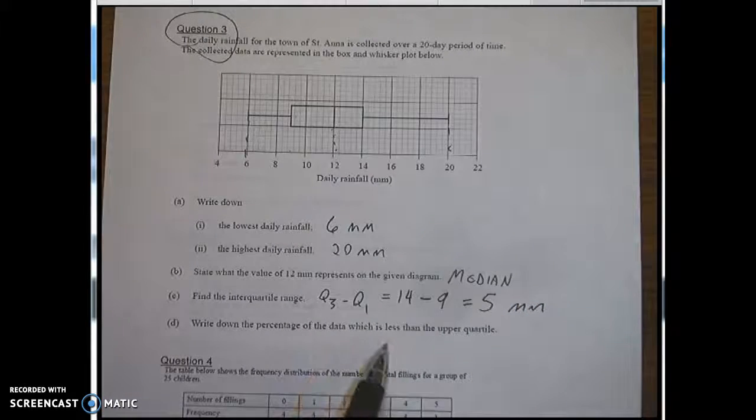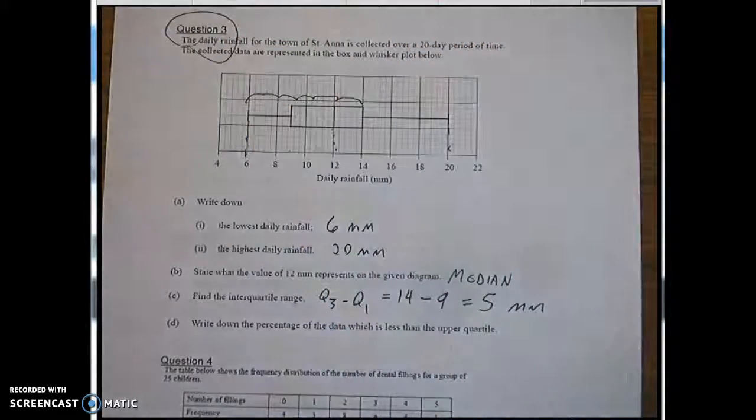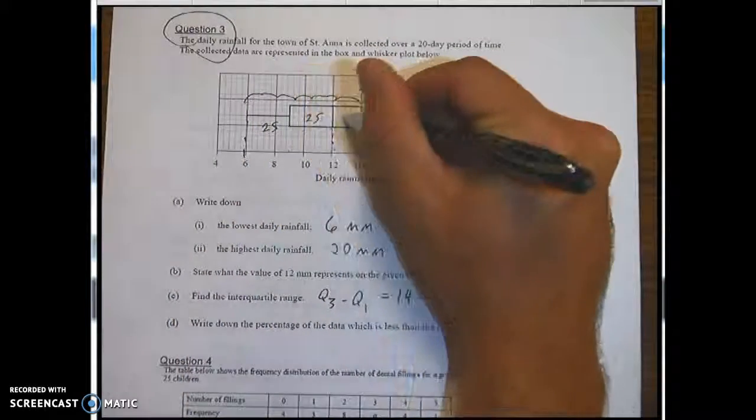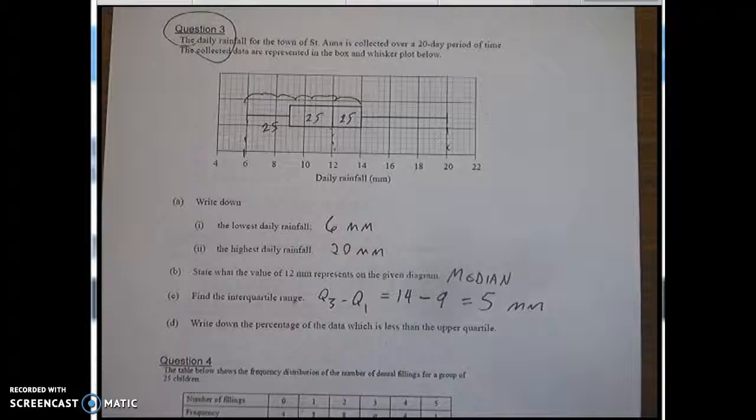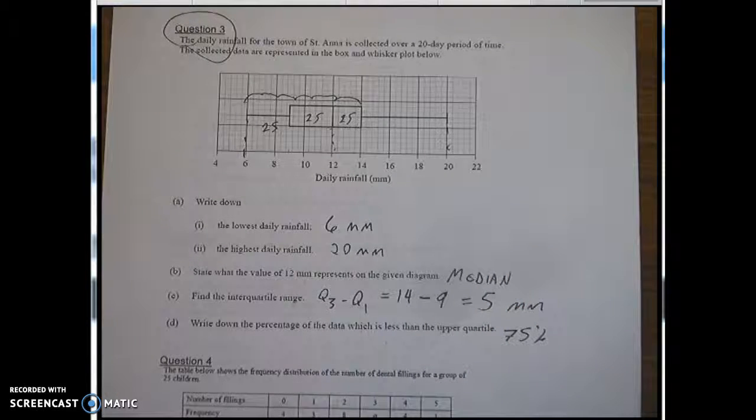Write down the percentage of data which is less than the upper quartile. So the percentage of data from Q3 all the way to the edge there. Well, this is 25%. This is 25%, and this is 25%. When you add those all up, that's 75% of the data that is less than quartile 3. And that's, in essence, all you need to know about box and whisker plots.